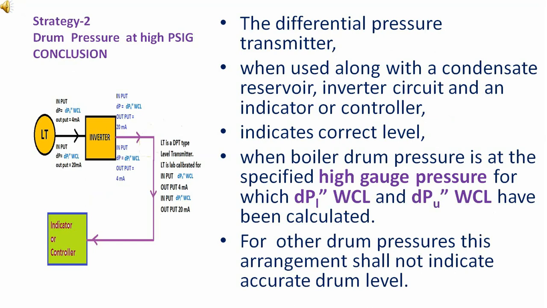Conclusion: the differential pressure transmitter, when used along with the condensate reservoir, inverter circuit, and an indicator or controller, indicates correct level when boiler drum pressure is at the specified high gauge pressure for which DP subscript L inch water column level and DP subscript U inch water column level have been calculated. For other drum pressures, this arrangement shall not indicate accurate drum level.